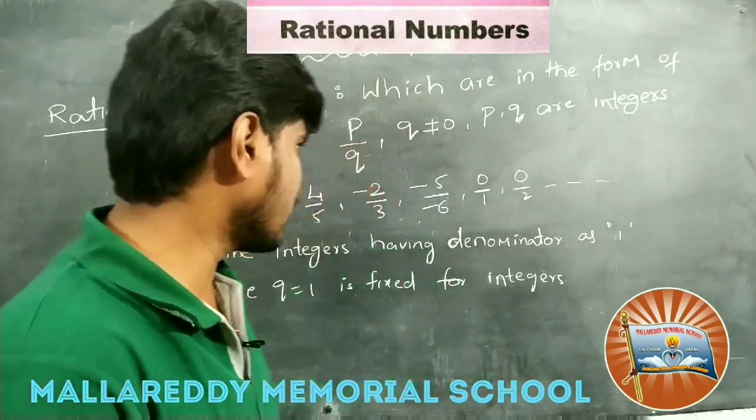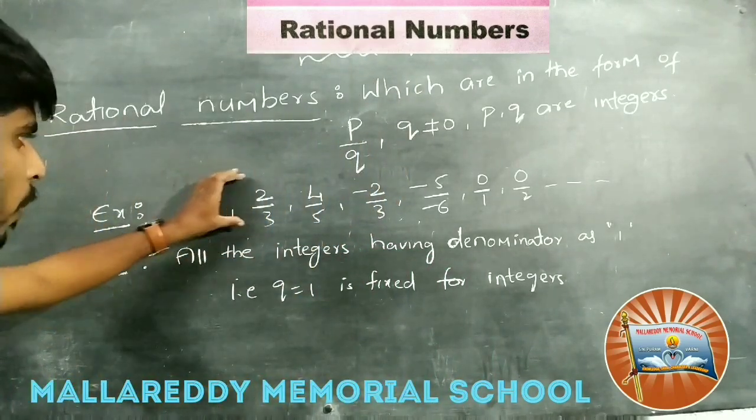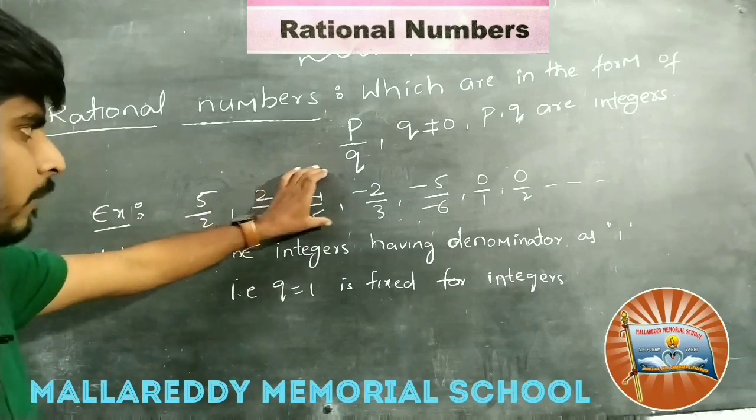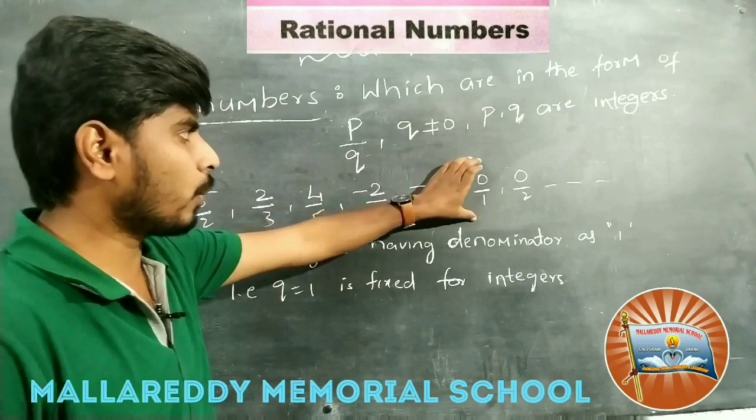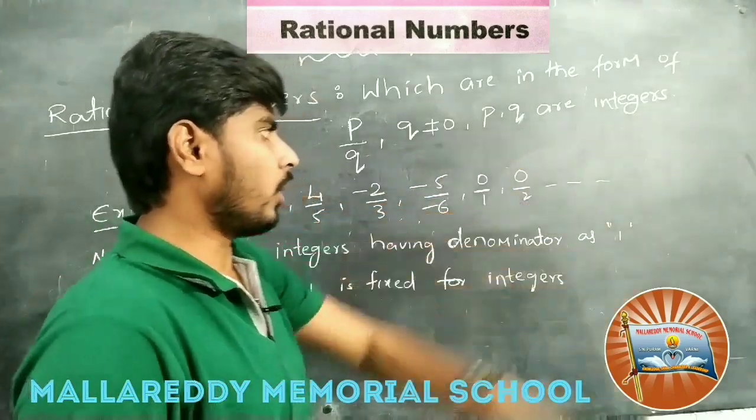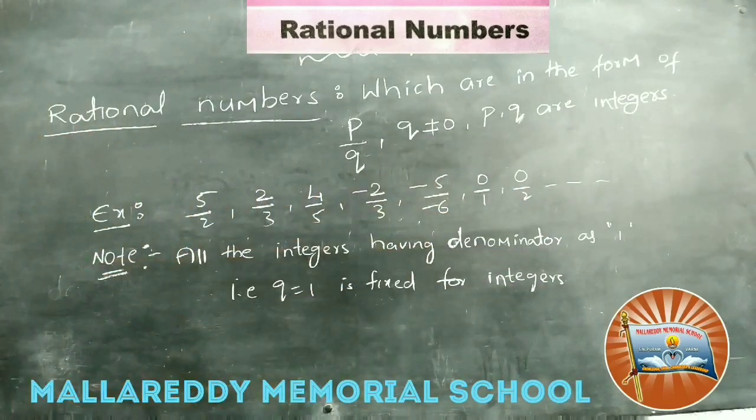Look at the examples first. 5 by 2, 2 by 3, 4 by 5, minus 2 by 3, minus 5 by minus 6, 0 by 1, 0 by 2, and so on. We can write many examples here.